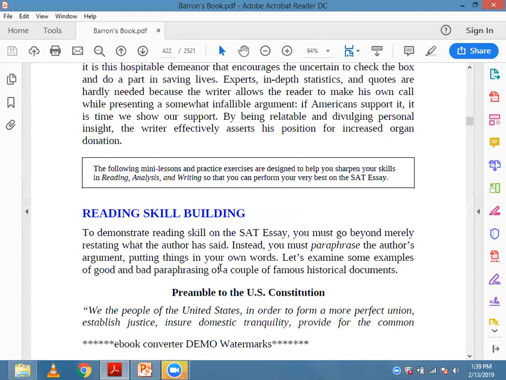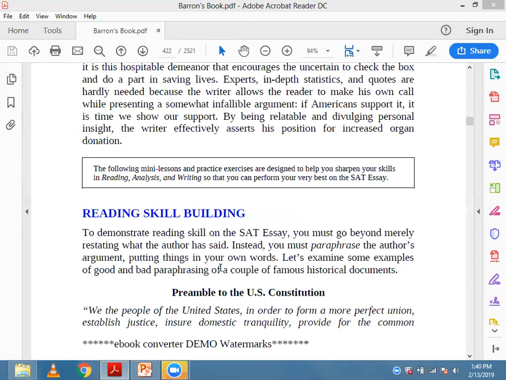Now, let's start with a couple of key points that will enhance your reading skill building. First, I've already discussed marking the keywords so that you don't miss them in your response. Second is working on your paraphrasing skills. And that basically means being as brief as possible and being able to write all the information with precision.